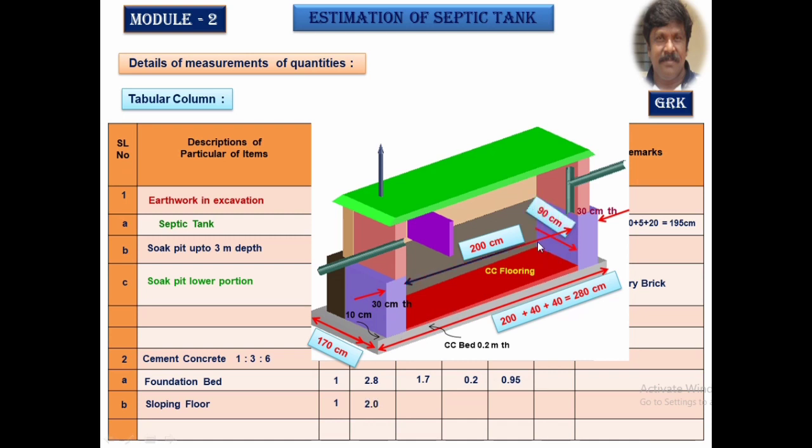The width is measured 90 centimeter, the inner dimension of the septic tank, and the thickness is, as I said earlier, the average thickness. 0 here, 10 centimeter here, it works out to be this much. Find out the product of this. The total quantity is 1.04 meter cube.